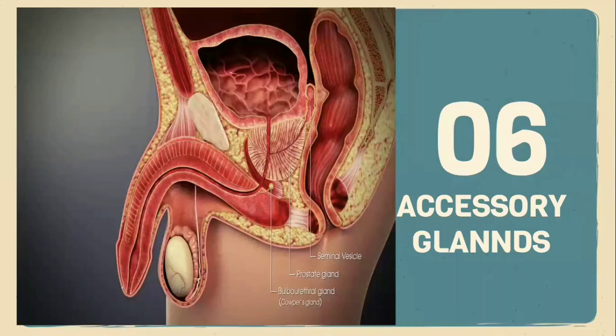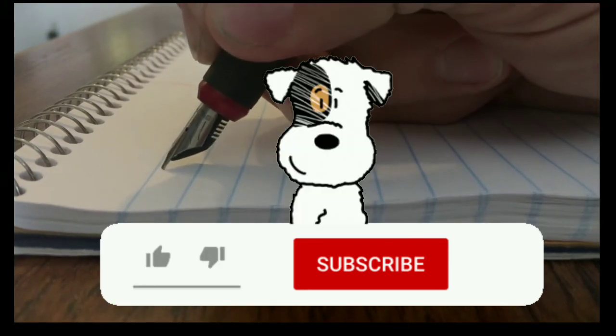On the image, you can see the three accessory glands. And that's it for the discussion for today.